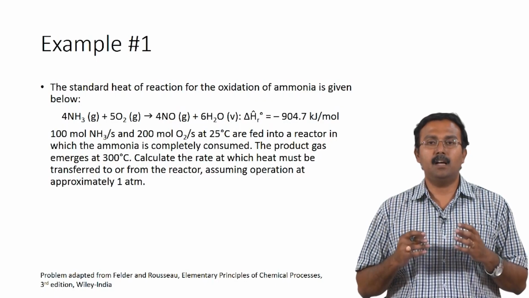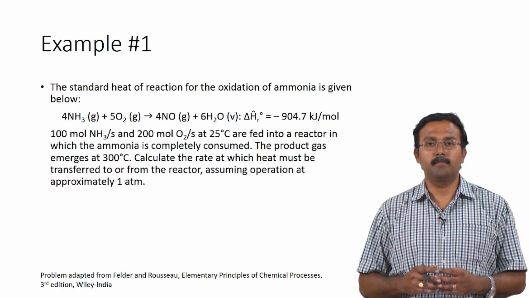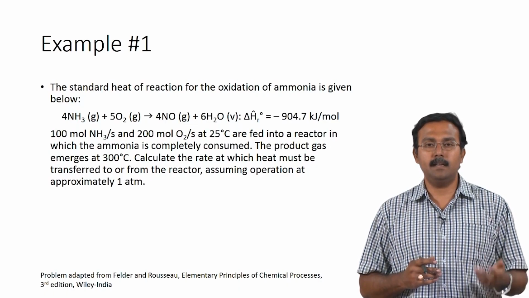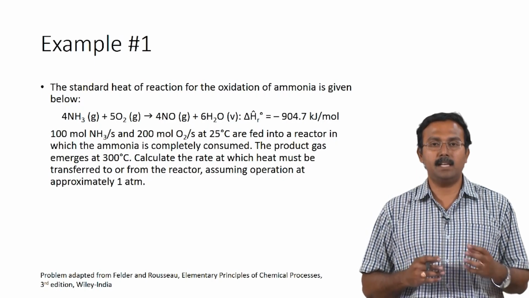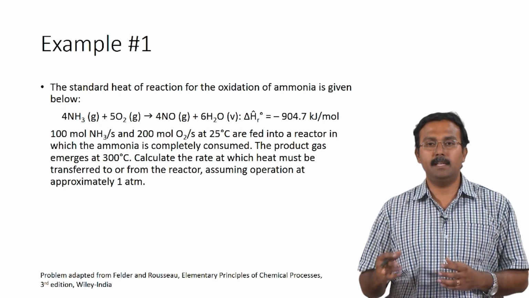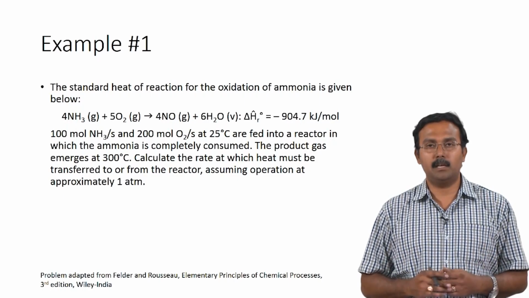100 moles of ammonia gas per second and 200 moles of oxygen gas per second at 25 degrees Celsius are fed into a reactor in which the ammonia is completely consumed. The product gas emerges at 300 degrees Celsius. You are asked to calculate the rate at which heat must be transferred to or from the reactor. You can assume that the operation is approximately at 1 atmosphere.